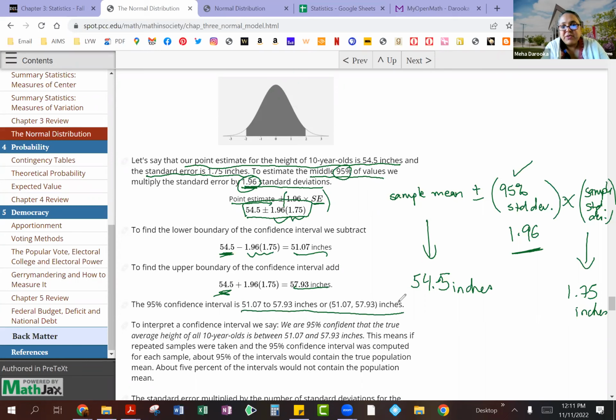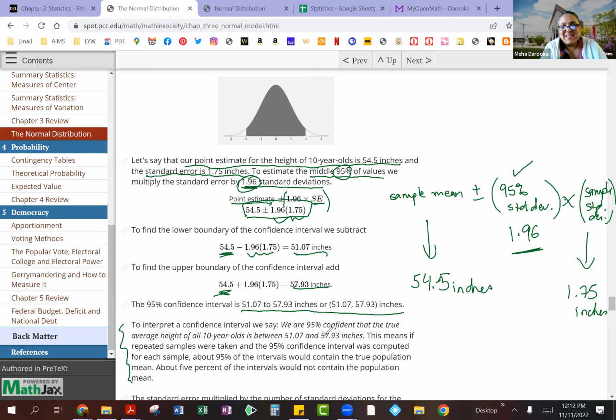interval. And you can see, we are basically saying we are 95% confident that all the 10-year-olds in America fall within the height range of 51.07 inches to 57.93 inches. And you can see that conclusion mentioned over here. So we are 95% confident that the true average height of all 10-year-olds is between 51.07 and 57.93 inches.